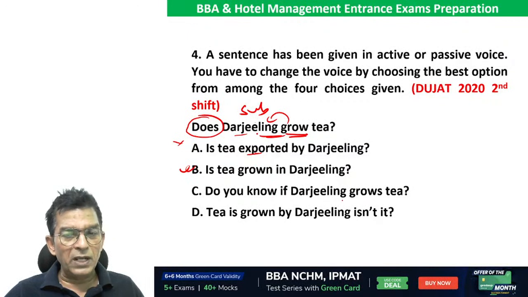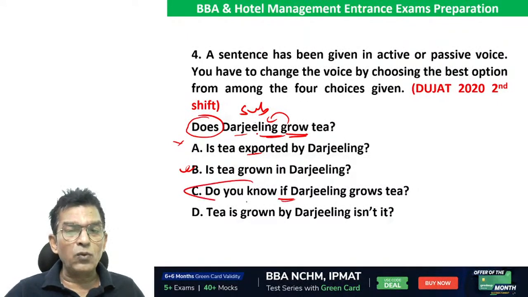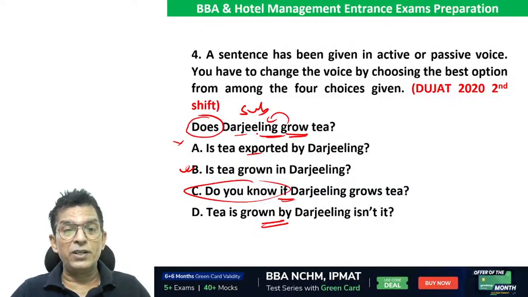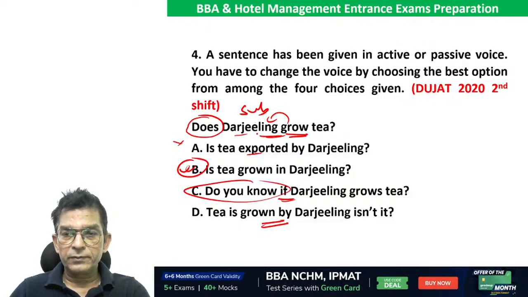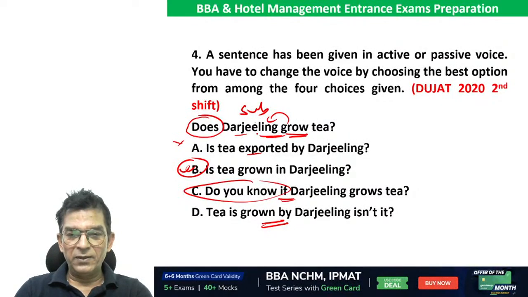Do you know, if Darjeeling grows tea is active voice only? We have added one more clause, so this is not possible. Tea is grown by Darjeeling, isn't it? We are not trying to write a question tag. Therefore, the correct answer is B. Good. The correct answer is B. It's not D, beta. Okay.